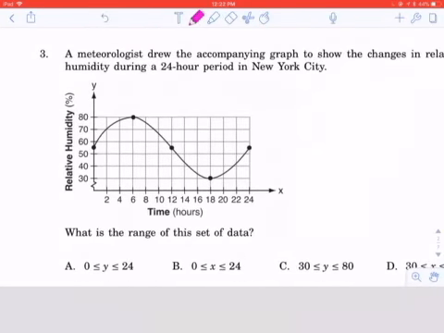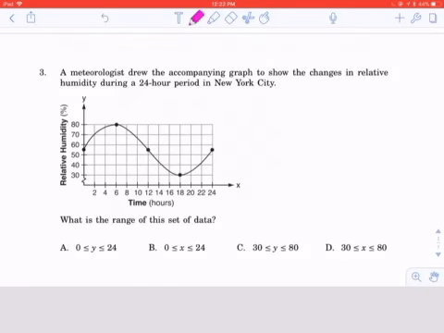All right, number 3. A meteorologist drew the accompanying graph to show the changes in relative humidity during a 24-hour period in New York City. So check it out again. X-axis is time. So time, humidity, okay? They're asking for the range. The range is your y values from your lowest y value to your highest y value, your lowest point to your highest point.